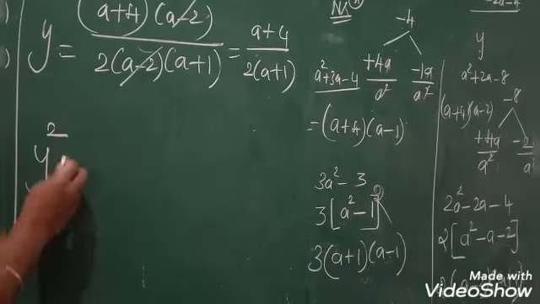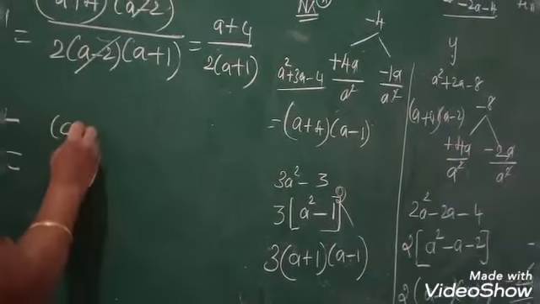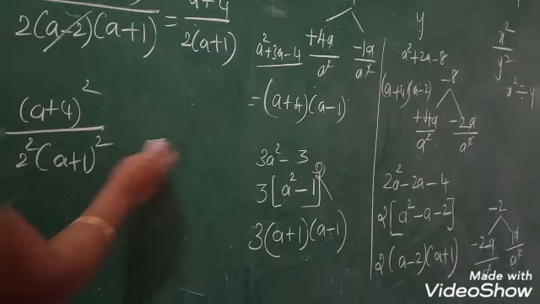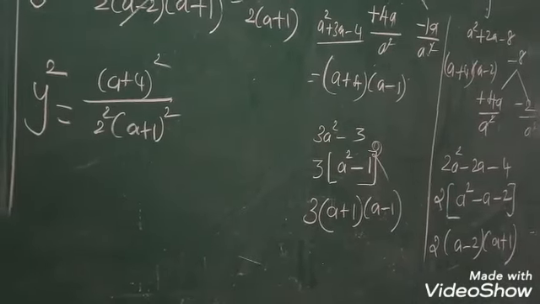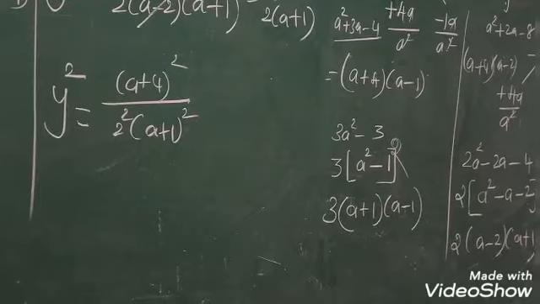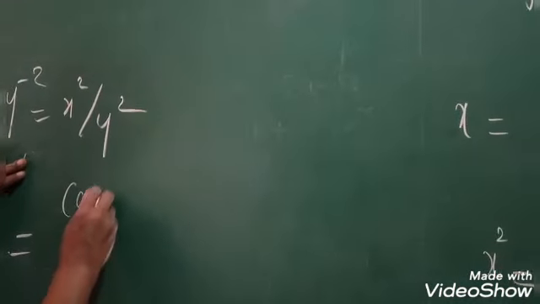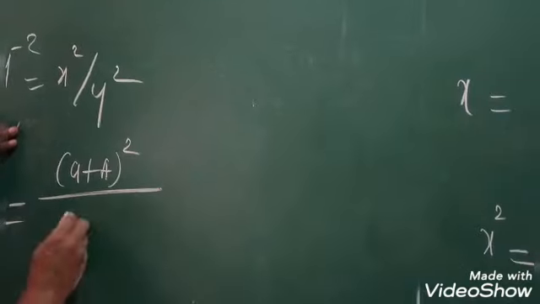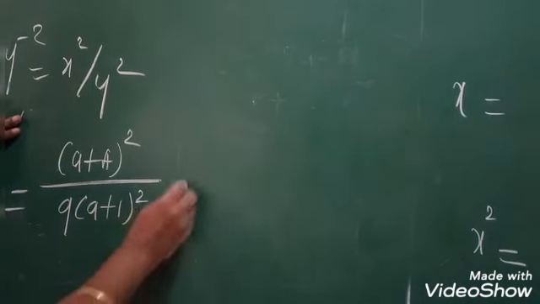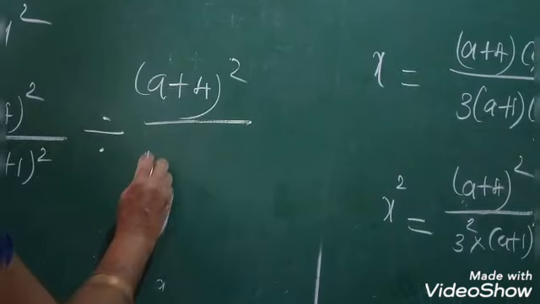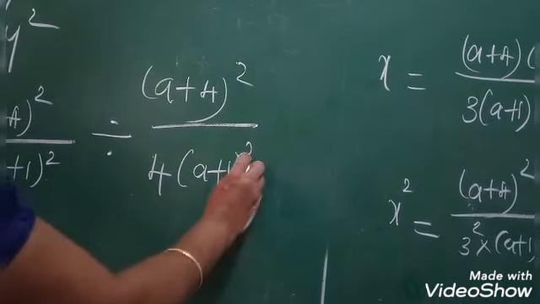Now we want to find y squared. Y squared means you have to square up the factors. A plus 4 the whole squared divided by 2 squared into a plus 1 the whole squared. The question is x squared divided by y squared. What is the value of x squared? A plus 4 the whole squared divided by 9 into a plus 1 the whole squared, divided by the value of y squared we found. Yes, a plus 4 the whole squared divided by 2 squared, which means 4 into a plus 1 the whole squared.